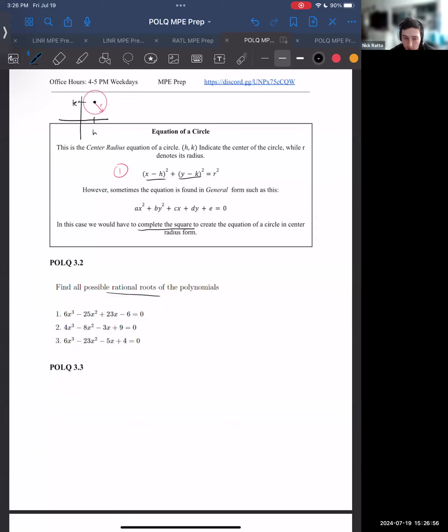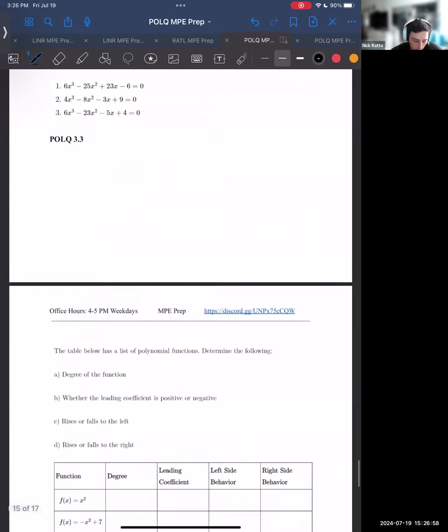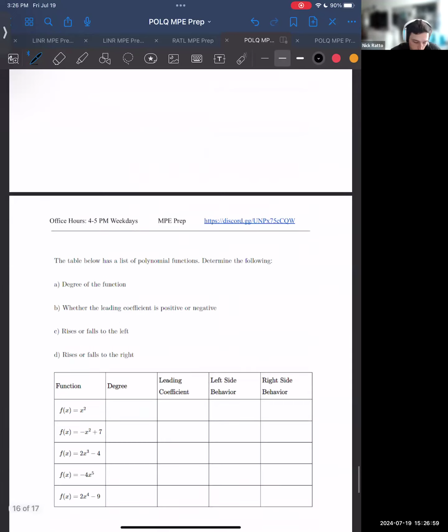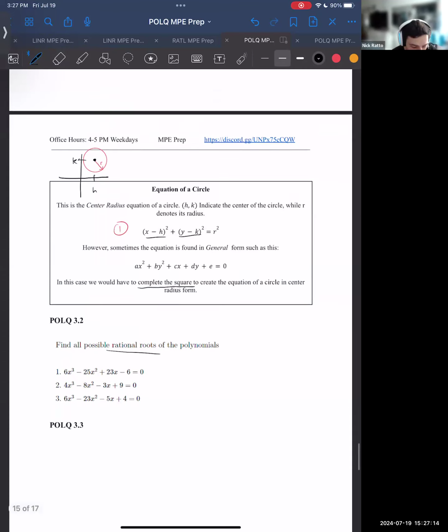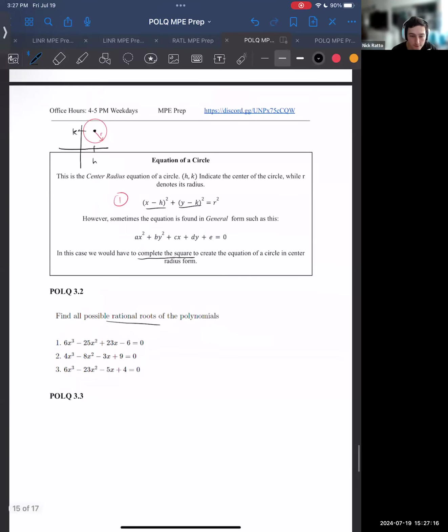All right, cool. We got two examples to do. The first one, I'll be honest, I don't know why it's in this section. It seems like it should have been in the previous one, but this is the order it was given in the practice modules, so we'll run with it. Find all possible rational roots of the polynomials. In this case, we're going to use the aptly named rational root theorem.